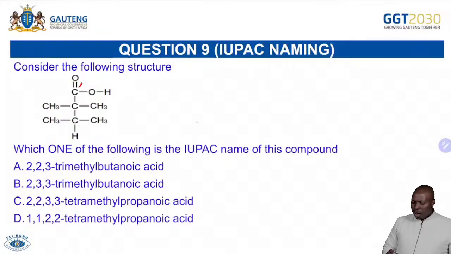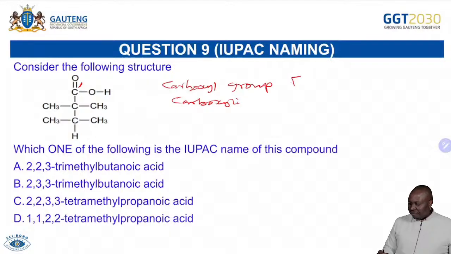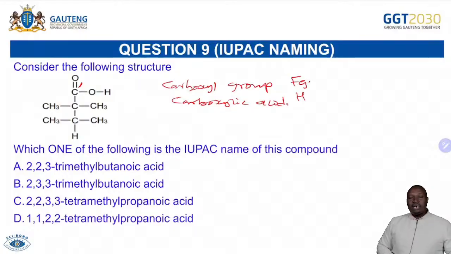What is the functional group? We said this one is the carboxyl group. Where do we find the carboxyl group? In carboxylic acid. So we decide that we first look for the functional group, and then the functional group tells us about the homologous series, to say this is a carboxyl group and this must be a carboxylic acid. So we have our carboxylic acid there.